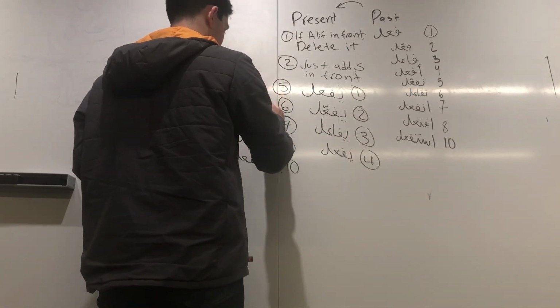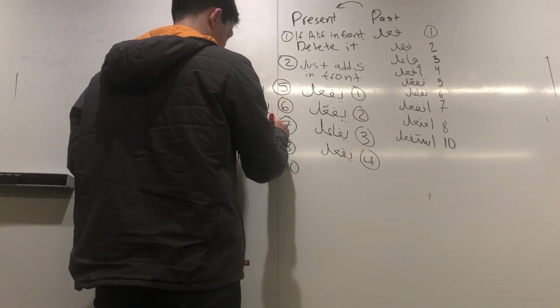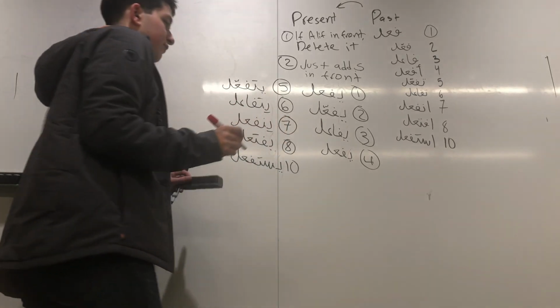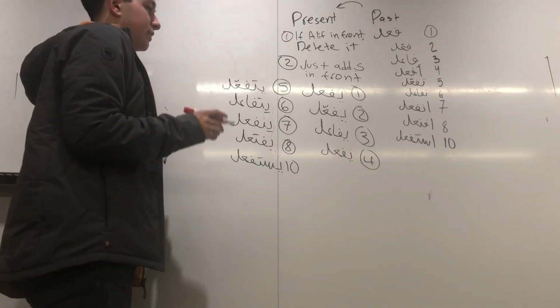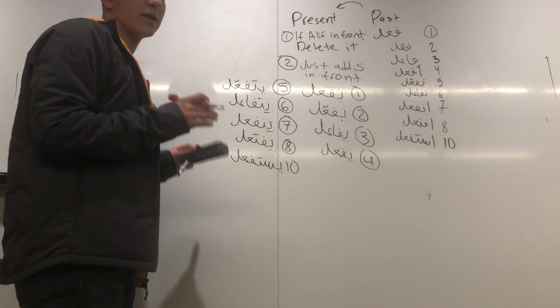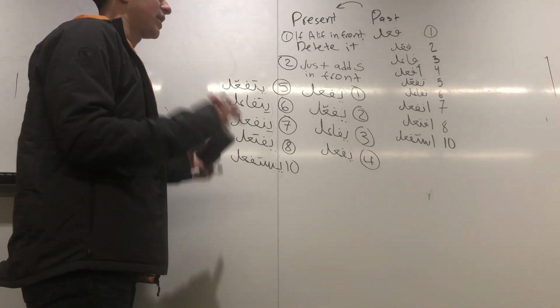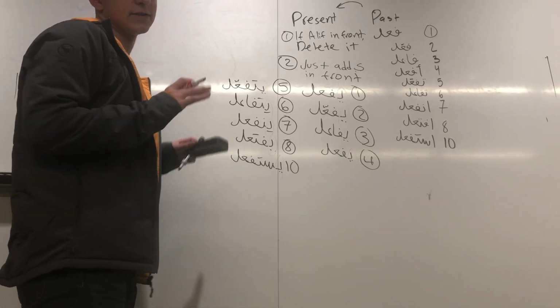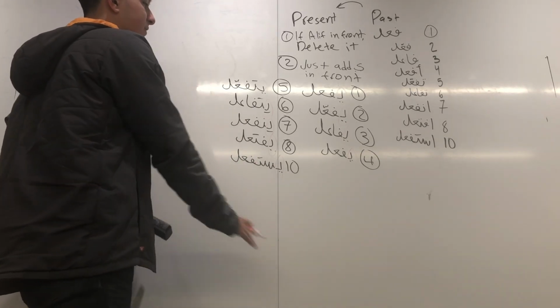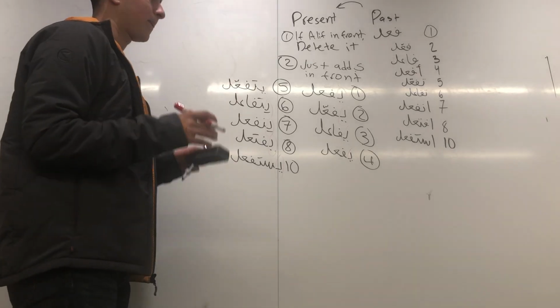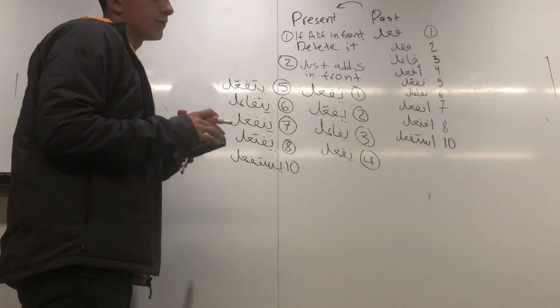The ya in the beginning, and if there's an alif, we delete it. That is all you need to know to go from past to present. If there's an alif in the front, delete it. Second step, just add the ya in the front. Again, this doesn't cover harakat, but this is the base letters for all the present tense awzan.